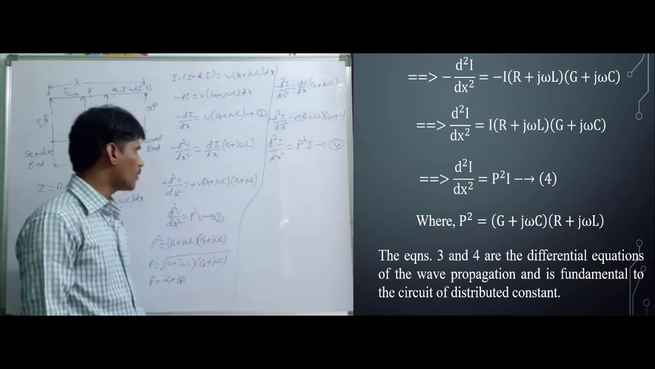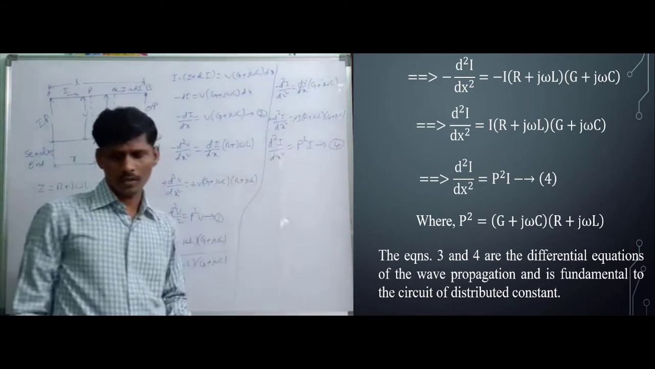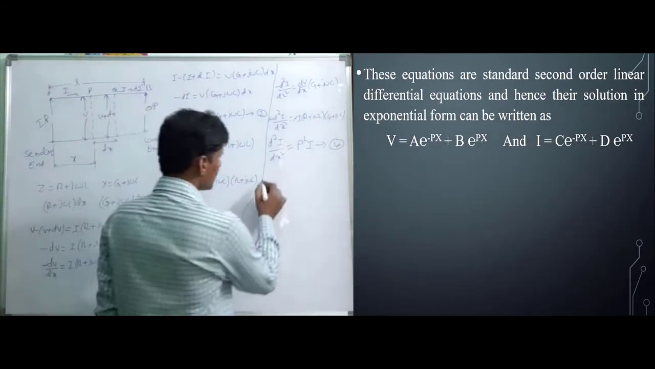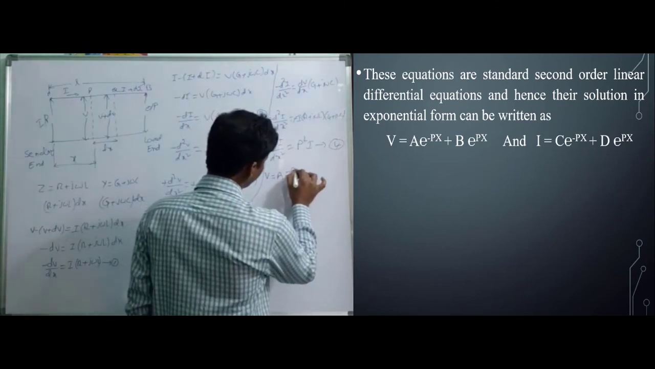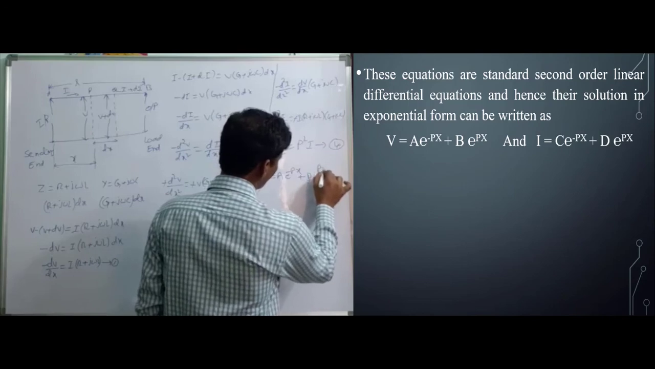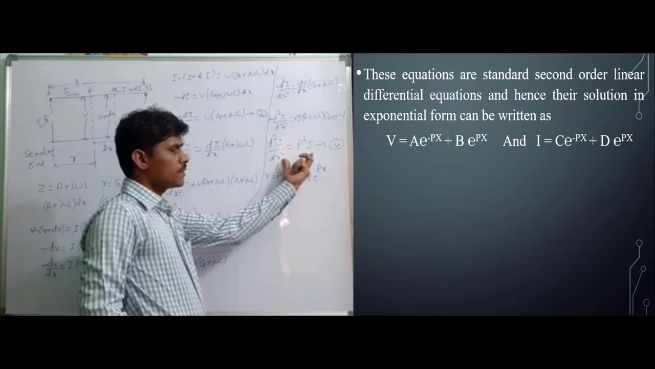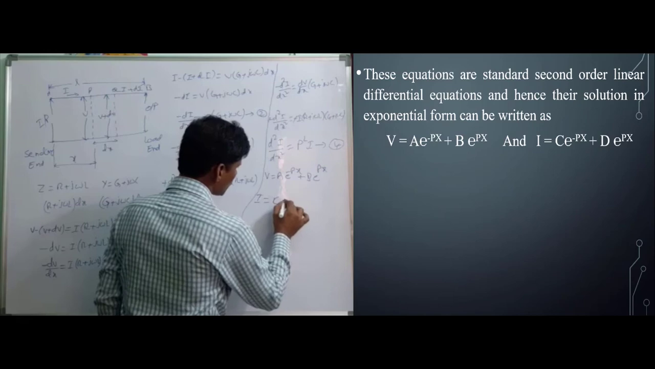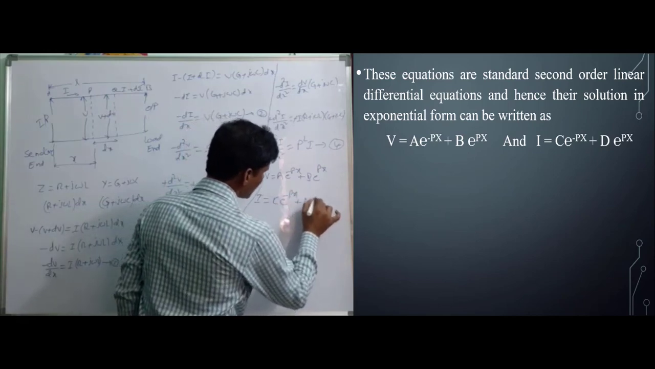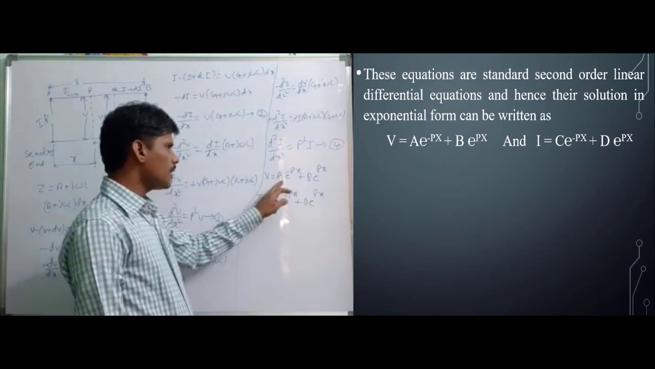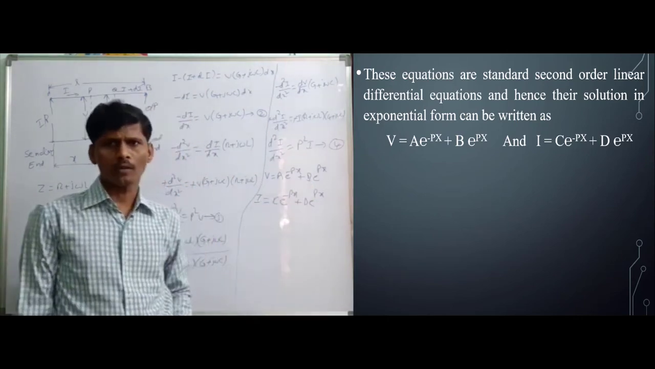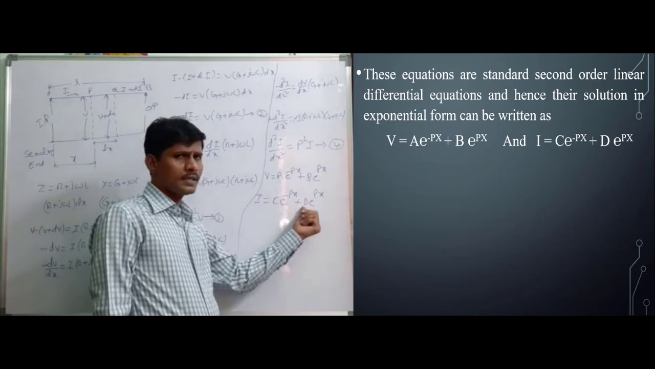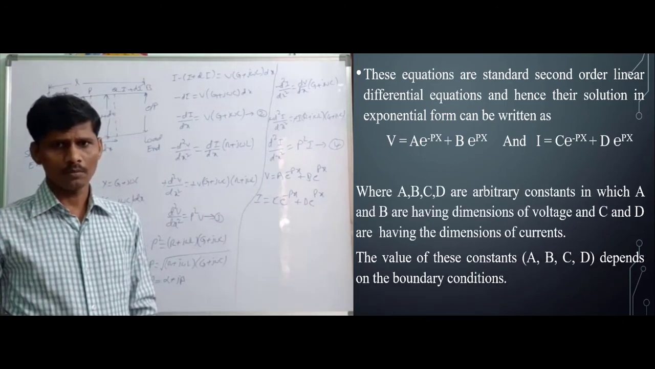The general solutions of these equations are given by: the general solution of equation number 3 is voltage V is equal to A into e power minus px plus B into e power px, and the general solution of this second order linear differential equation is current I is equal to C into e power minus px plus D into e power px, where capital A, capital B, capital C and capital D are arbitrary constants, in which A and B have the dimensions of voltage, and capital C and capital D have the dimensions of current.